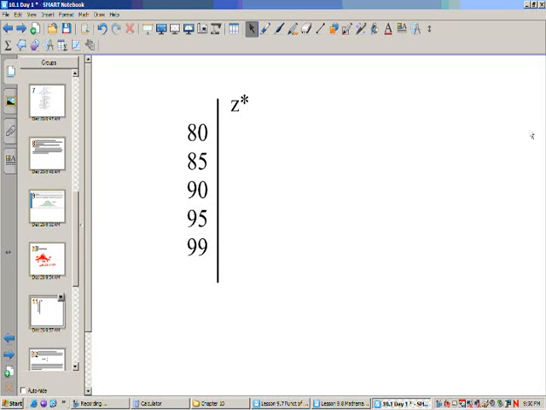Now, if we do this for 80, 85, all the way up, pause the video and see if you can find these values. So, and 99 is 2.576.